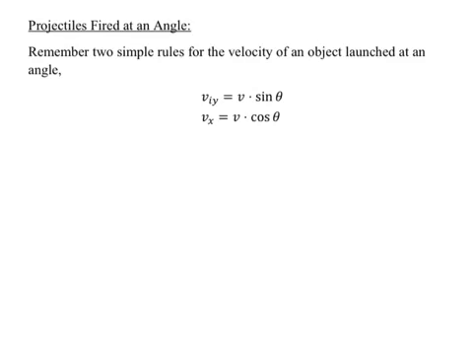So today in class, what we're going to do is this. We're going to do the same exact problems we've been doing. Identical. Except instead of being fired horizontally, where all the velocity is Vx, now it's going to be fired at an angle. Okay, where there's some velocity in the x, and there's some velocity in the y. And we have to find those initial velocities by using these equations.